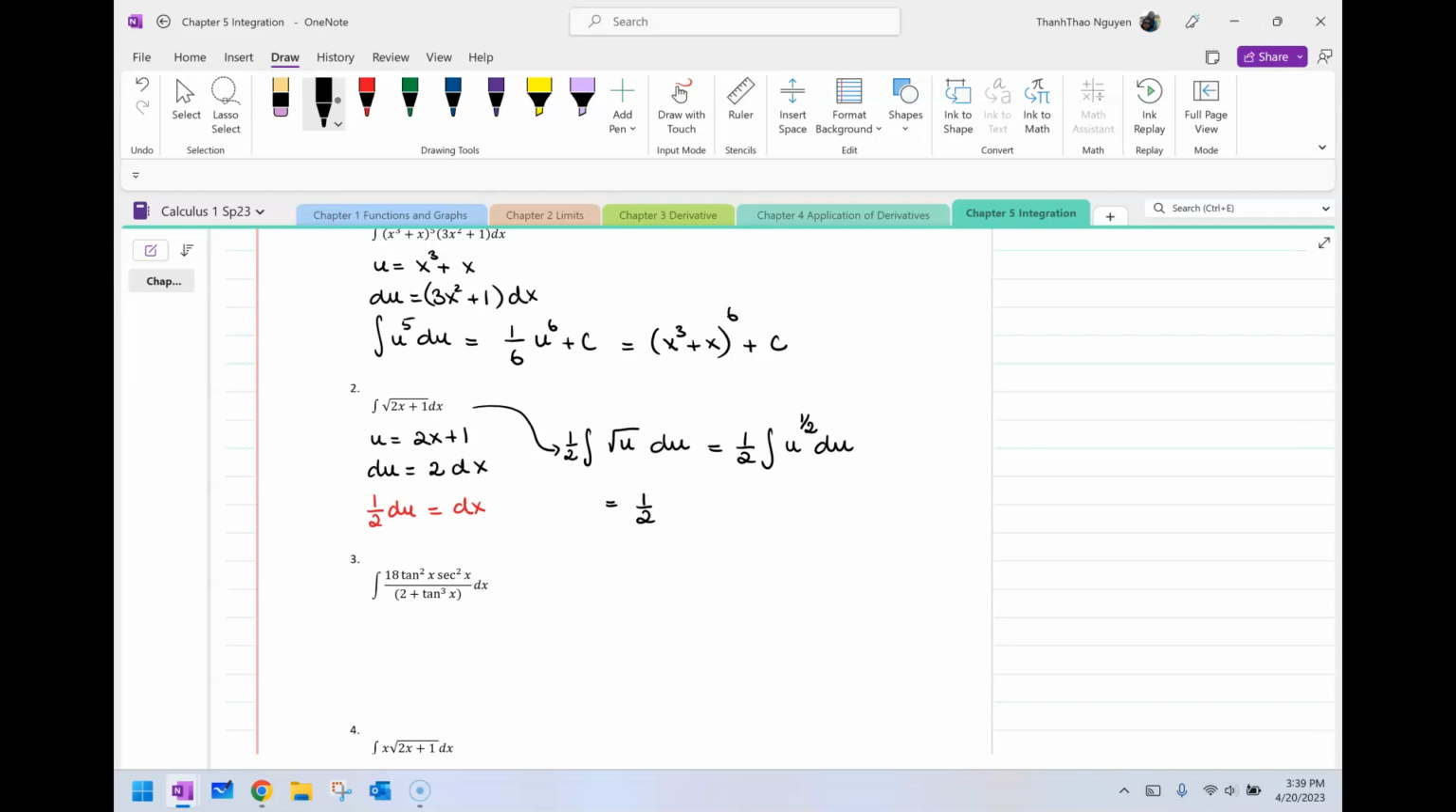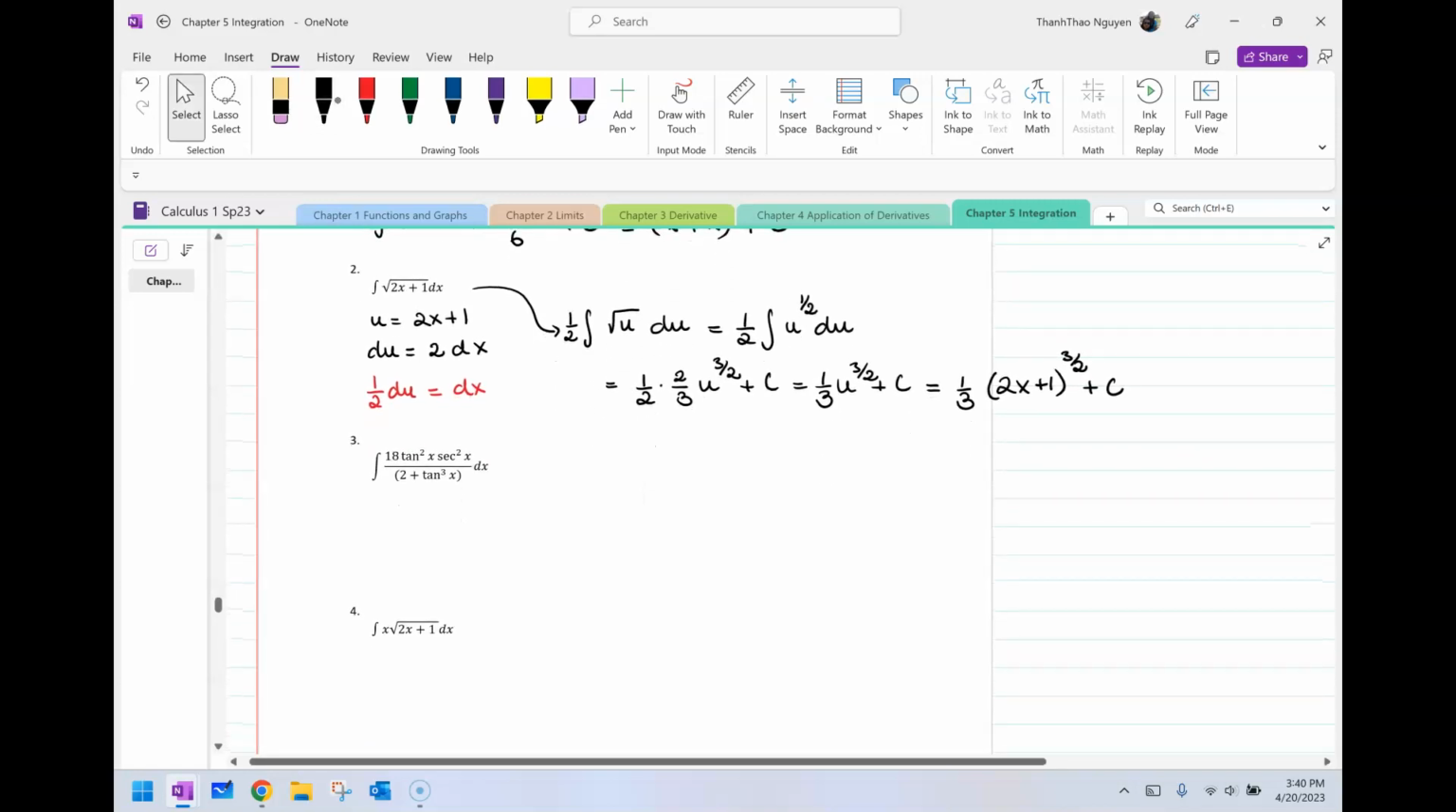So 1/2 plus 1 is 3/2. So 1 divided by 3/2 is multiplied by 2/3. u to the 3/2 plus c. This is 1/3 u to the 3/2 plus c. And this is 1/3 times (2x plus 1) to the 3/2 plus c.